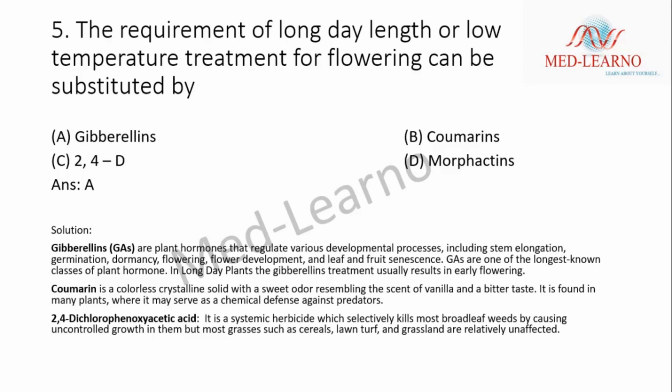2,4-dichlorophenoxyacetic acid is referred to as 2,4-D. It is a systemic herbicide which selectively kills most broadleaf weeds by causing uncontrolled growth in them, but most grasses such as cereals, lawn turf, and grassland are relatively unaffected. Morphactins are a group of substances which act on morphogenesis and modulate the expression of plants.